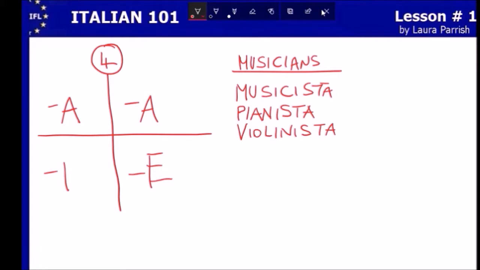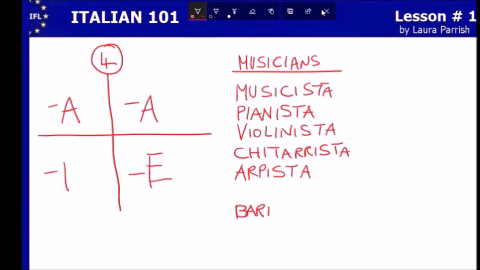What else? All of them. Chitarrista. Chitarrista is a guitarist, the guy who plays guitar. One more, arpista. Arpista plays the harp. They are all in this group. There are also barista and artista. Also those two words, artista and barista.